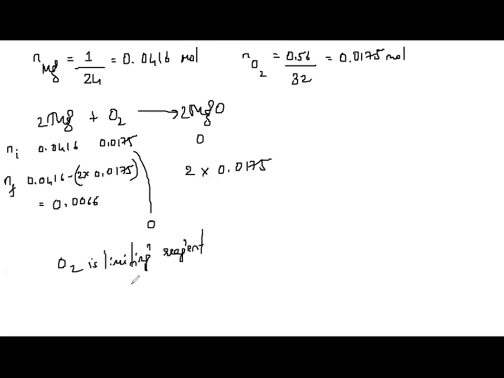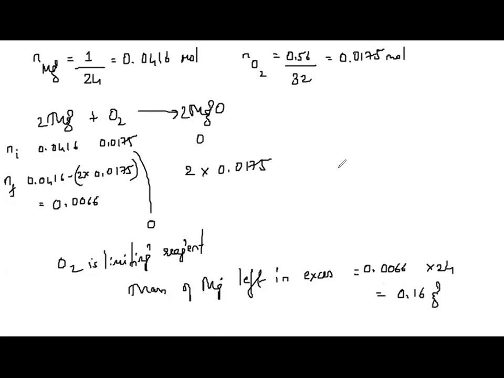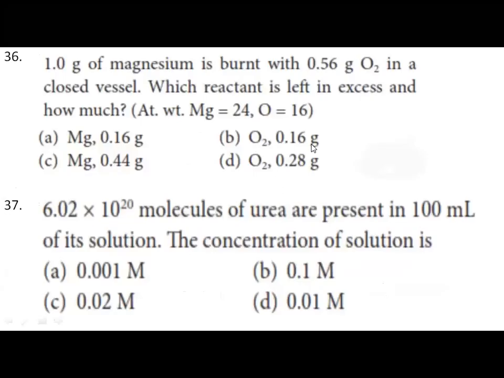Yes. So what is the mass of Mg left in excess? This is also asked, right? That is 0.0066 into, what is the atomic mass of magnesium? 24. It is 0.16 grams. So what is the correct option? Correct option is oxygen, 0.16 grams, right?